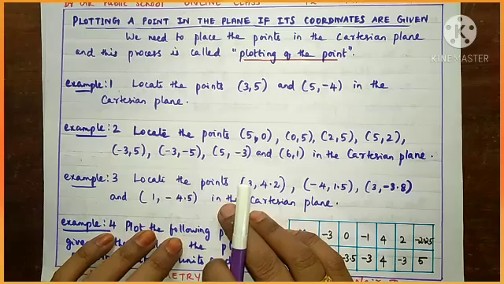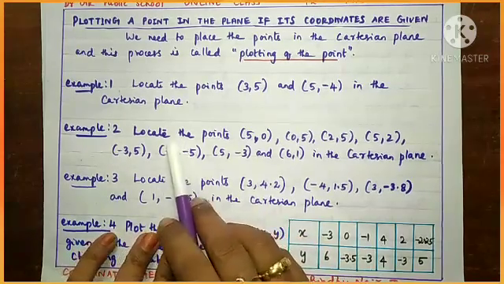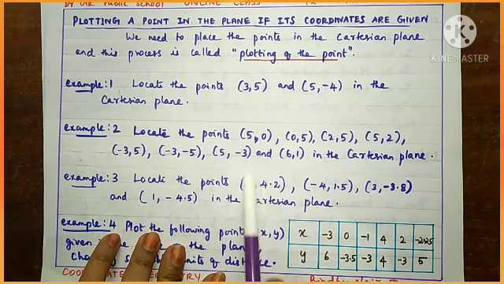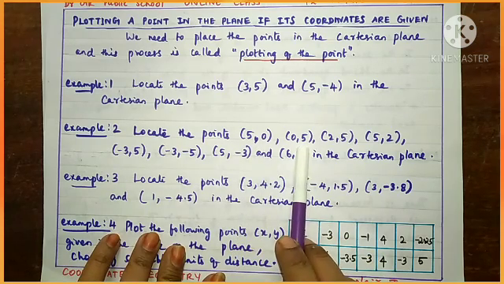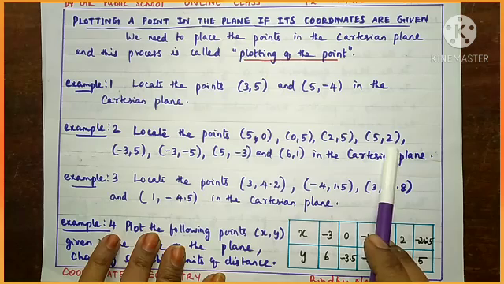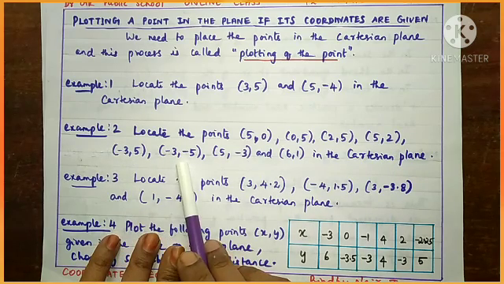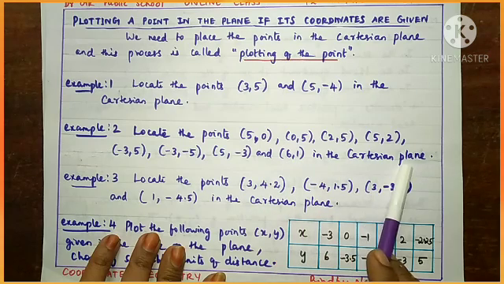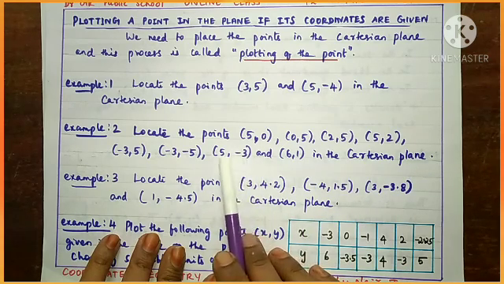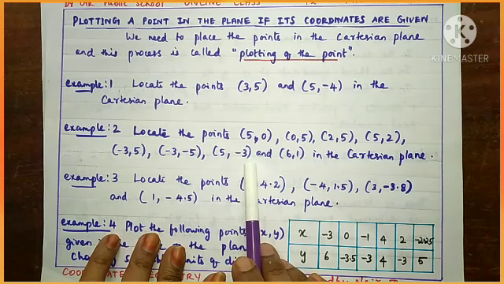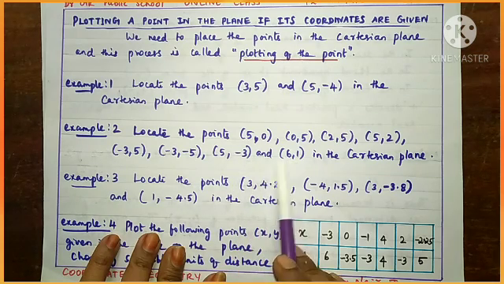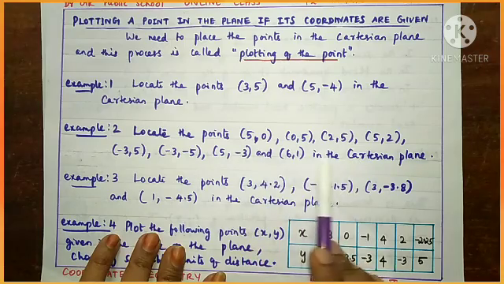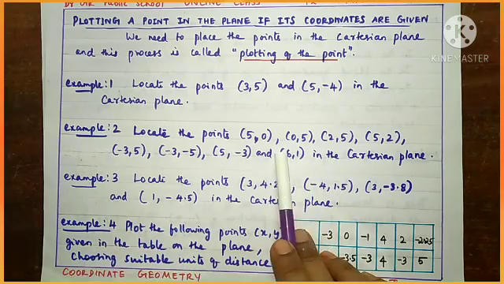What is the second example we are having? Locate the points. So many points are given here, we need to locate them: (5, 0), (0, 5), (2, 5), (5, 2), (-3, 5), (-3, -5), (5, -3) and (6, 1) in the Cartesian plane. You want to see the points carefully. Look at the negative sign, whether it is negative or positive, and in which quadrant it will come. All these you want to take care of when you are locating the points. Okay, so we can see in the graph.